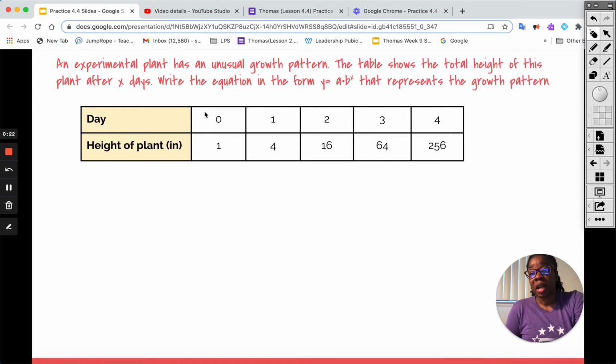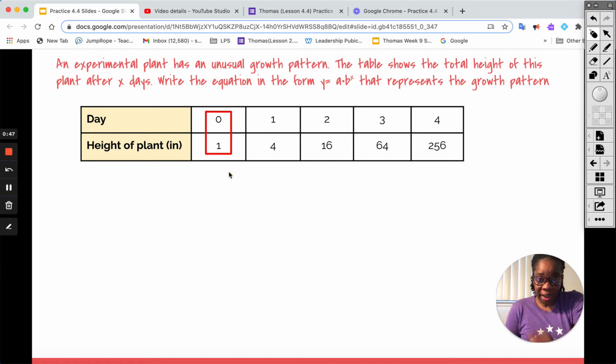We're seeing at the start, they were noticing that it was at a height of 1 inch. Then that 1 inch after day 1 became 4 inches. Then that 4 became 16. 16 became 64 and so on. And again, when we think about the equation in the exponential form, when we look at our tables, we want to identify the initial value and we also want to identify the growth pattern.